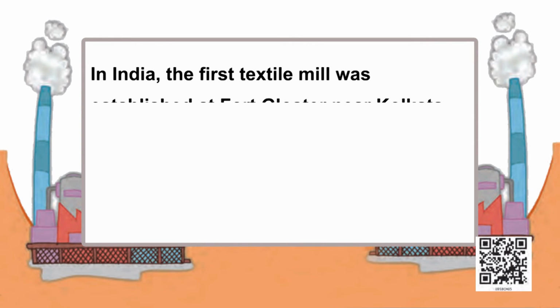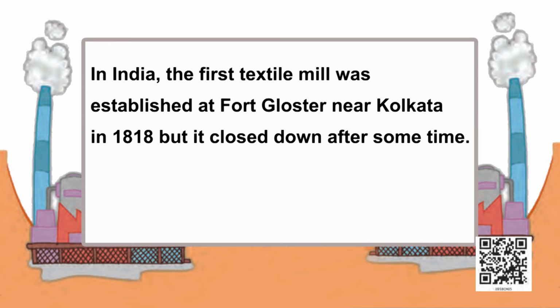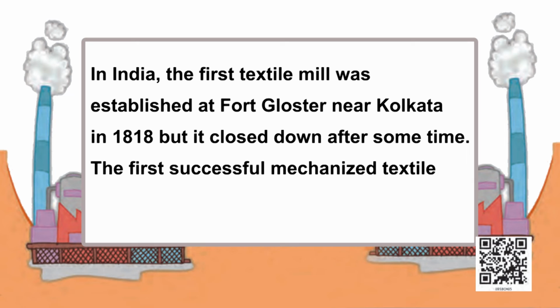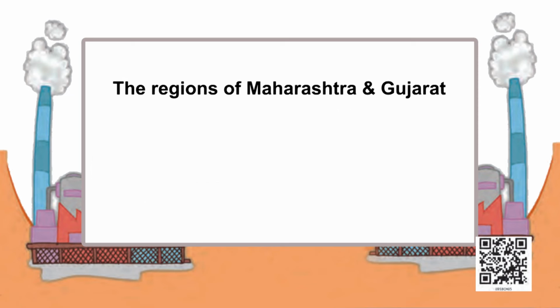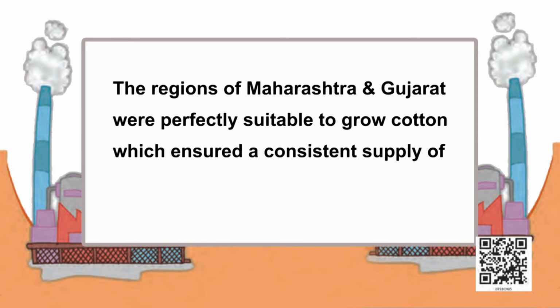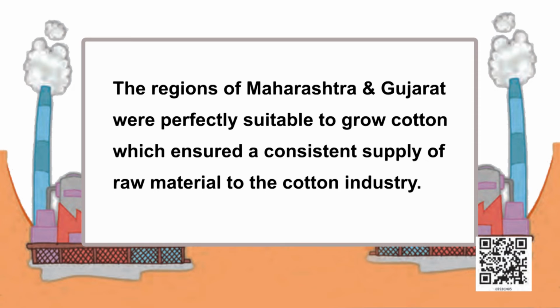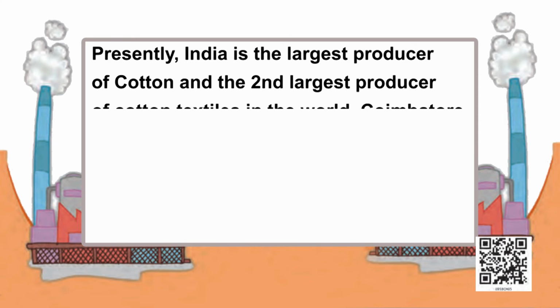In India, the first textile mill was established at Fort Gloucester near Kolkata in 1818, but it was closed down after some time. The first successful mechanized textile mill was established in Mumbai in 1854. The regions of Maharashtra and Gujarat were perfectly suitable to grow cotton, which ensured a consistent supply of raw material to the cotton industry. Presently, India is the largest producer of cotton and the second largest producer of cotton textiles in the world.